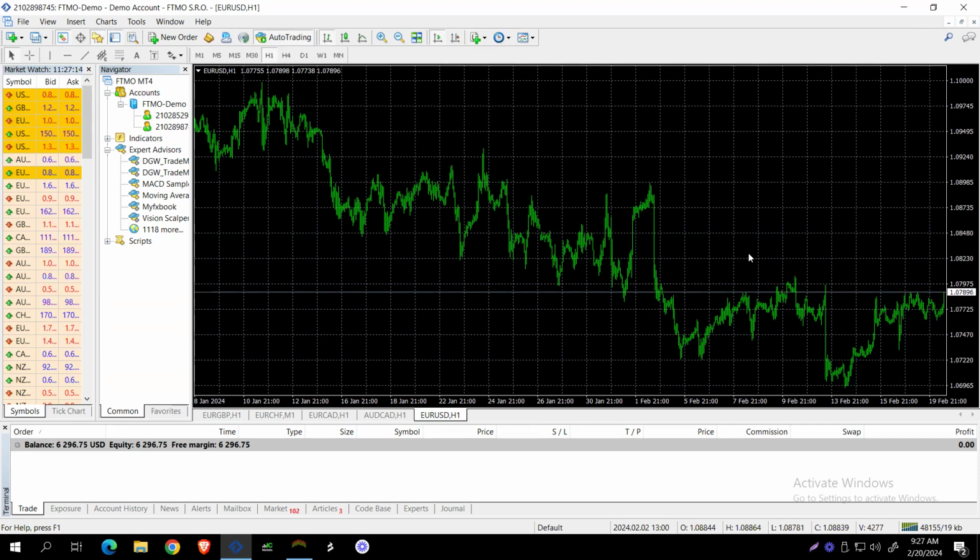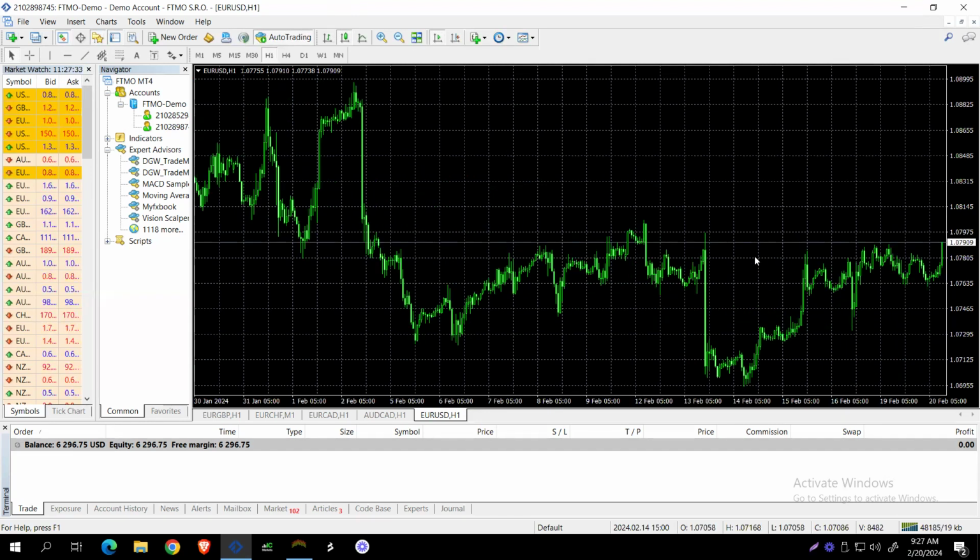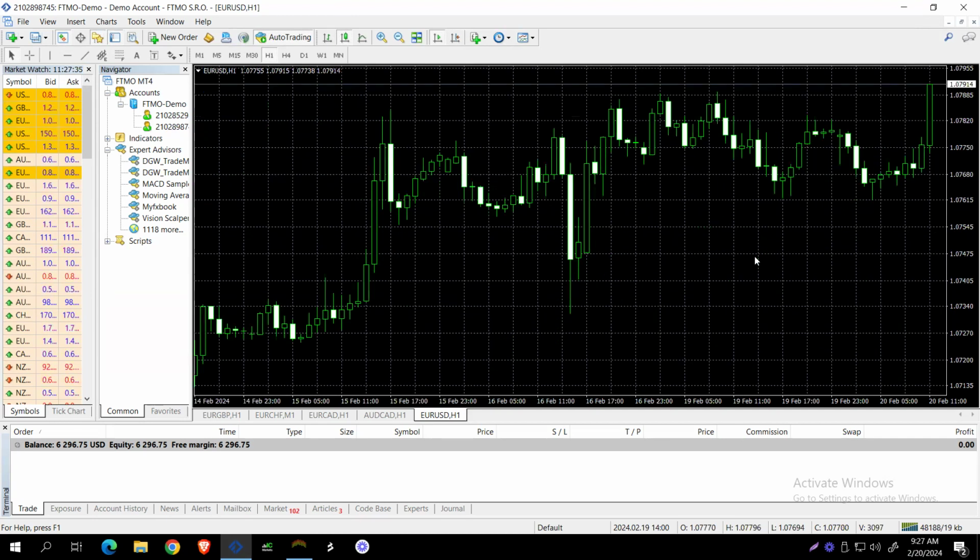This chart is actually called a candlestick. Usually, people prefer these candlestick charts. So I'll zoom in. There are so many options, we can customize the candle as we wish, you understand?